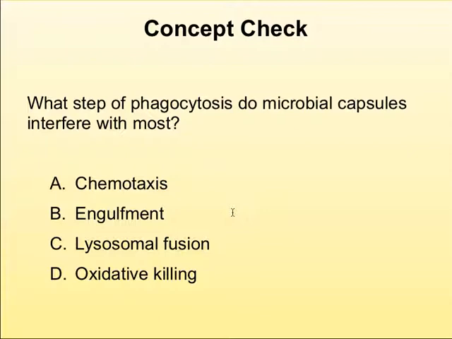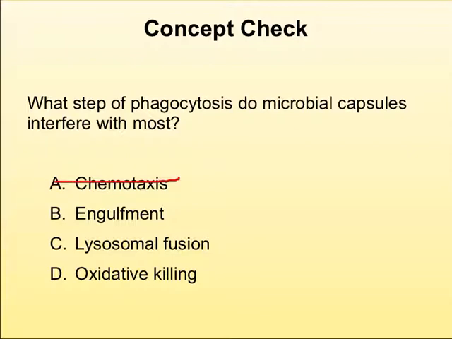Before we move on, let's have a quick concept check. Which step of phagocytosis do microbial capsules interfere with most? Now this one's asking you to take it a little further out. Think about what chemotaxis is, engulfment, lysosomal fusion, and oxidative killing. Chemotaxis is where chemical signals are released at the site of inflammation. Does that have anything to do with microbial capsules? No. So we can cross that one off the list.